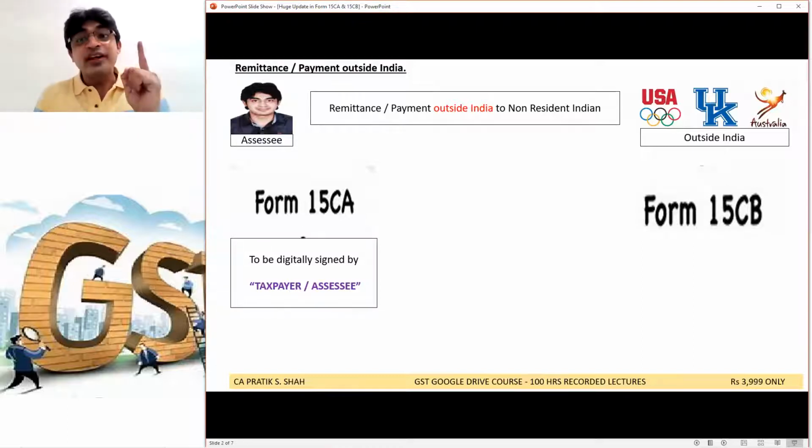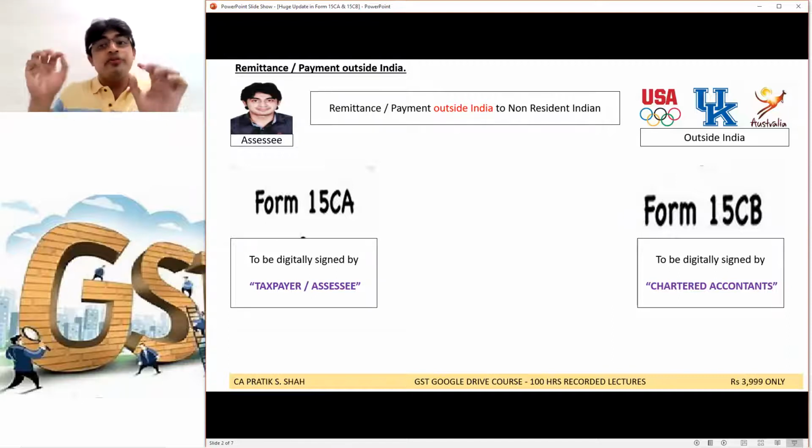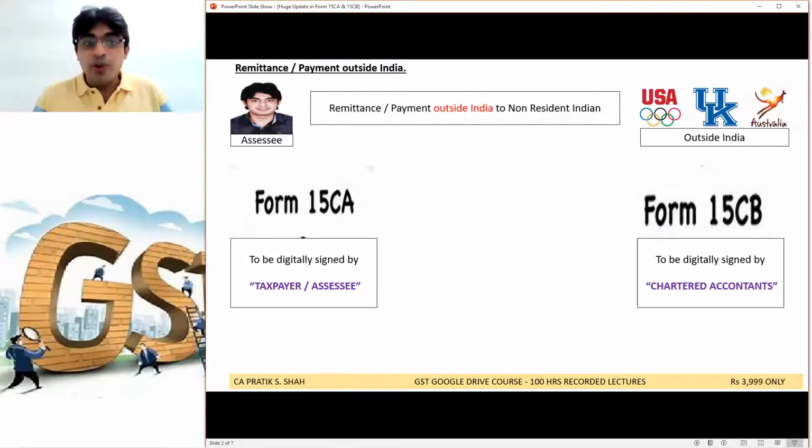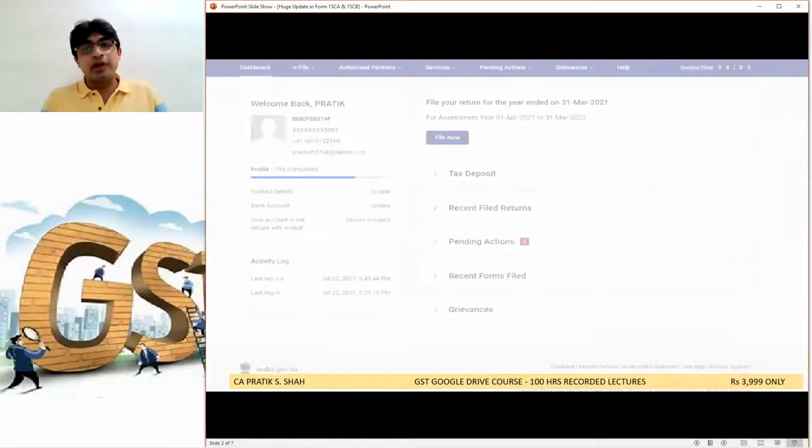Now, this form is to be certified, digitally signed by a practicing chartered accountant, certifying that whatever I am remitting, whether it is correct or not. Both the forms you are required to upload on the income tax portal. Then only you can do remittance outside India.